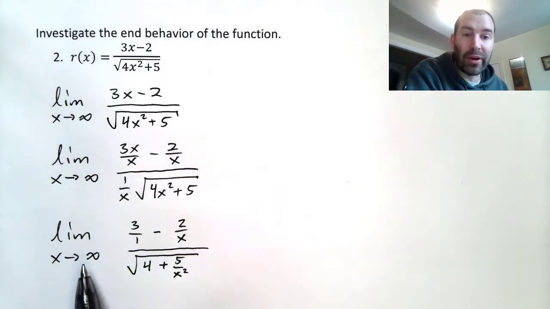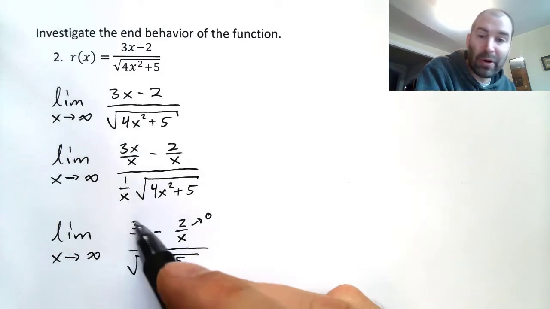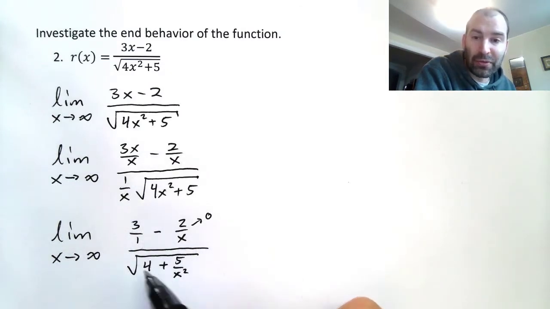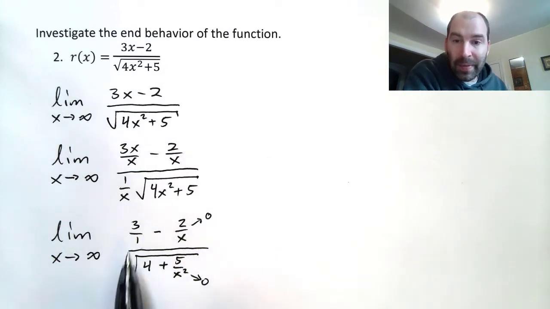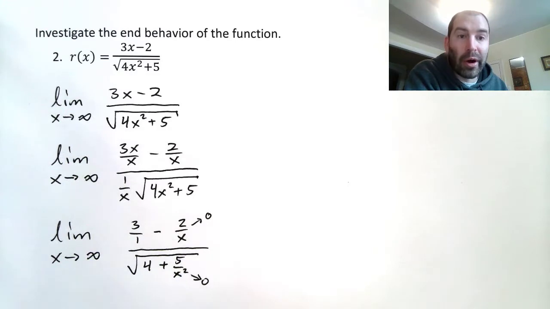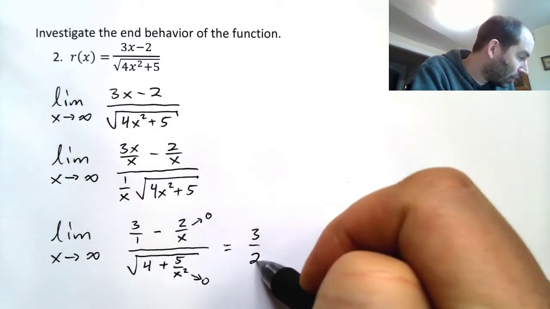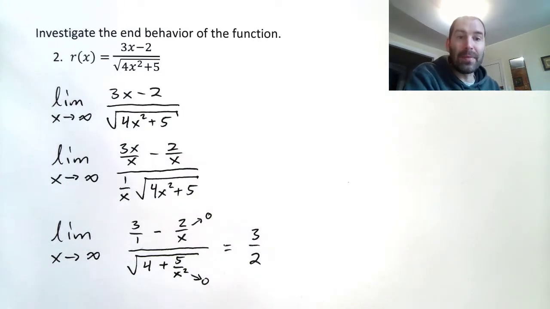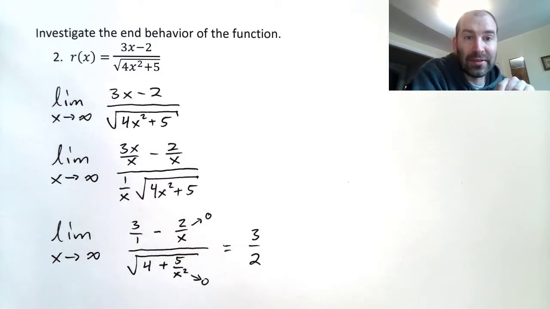Okay, so now we can go with our limiting procedure. So this goes to 0. This is just 3 over 1, it's just equal to 3. This is just 4. This term, this little guy here, goes to 0. And so what do I have? In the numerator, I've got 3. And the denominator, I've got the square root of 4. That's 2, right? So it's 3 over 2. So we see that the limit, the end behavior to the right, the limit as x goes to positive infinity, is 3/2. Now, let's do the limit as x approaches negative infinity.